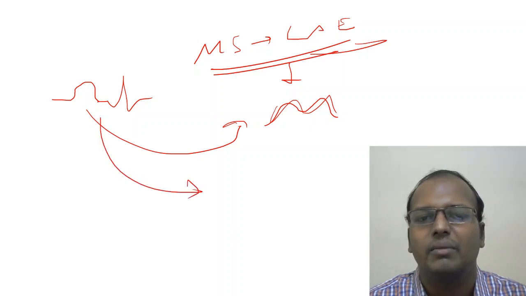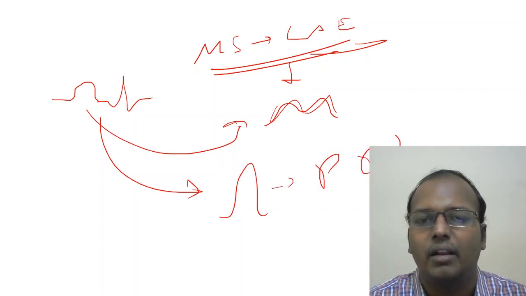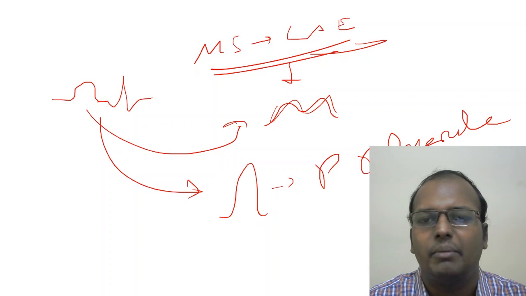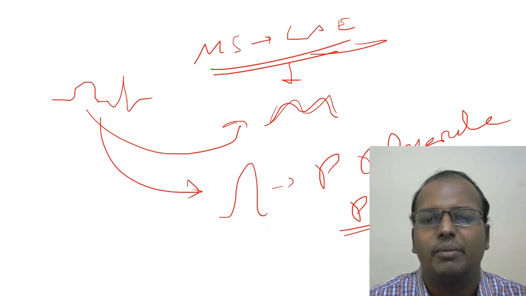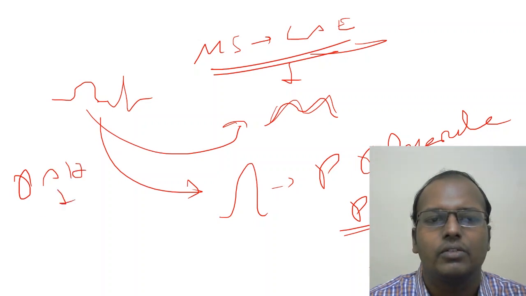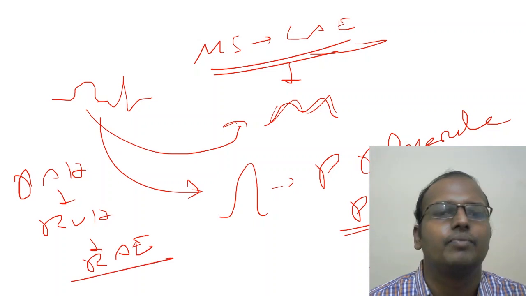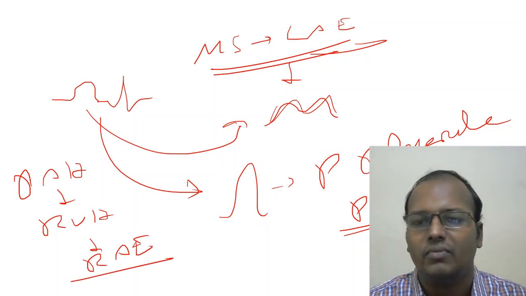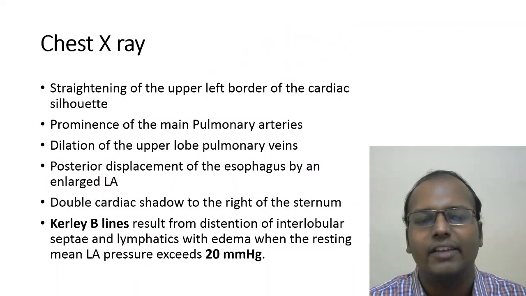Whereas if the P wave becomes like this, it's a tall P wave, also called P pulmonale, which happens in pulmonary artery hypertension, leading to right ventricular hypertrophy, and that will lead to right atrial enlargement. Understood? Yes.